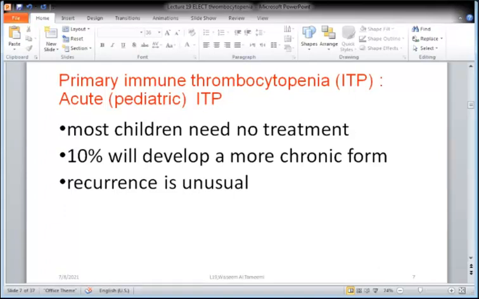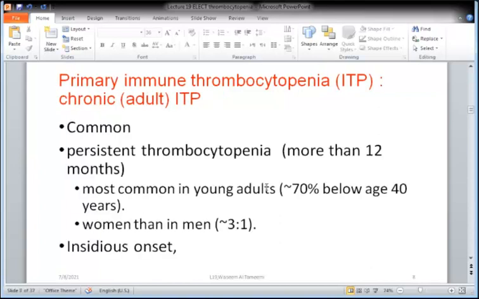مثلا those patients who had a chronic ITP in childhood, at adulthood they are liable to get SLE as one of the complications, أو بالعكس ITP is one of the manifestations of SLE. Recurrence is unusual. Chronic adult ITP مثل ما اتفقنا عليها chronic usually goes with the persistent thrombocytopenia more than 12 months, usually occurring in adult patients.